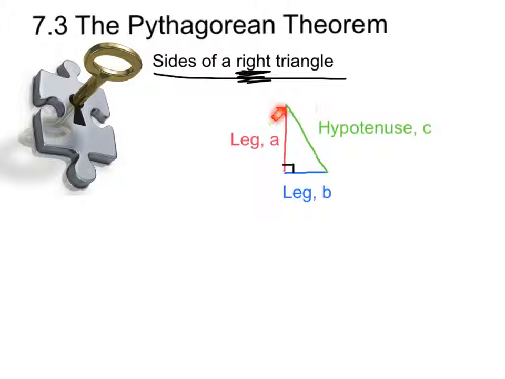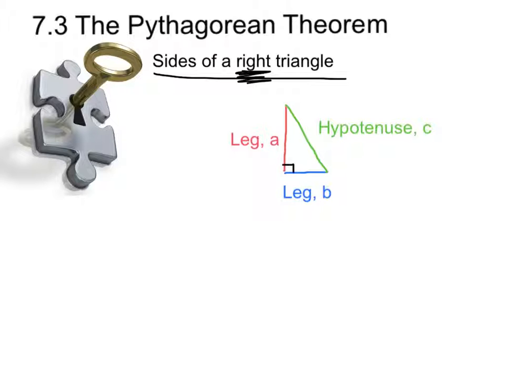So, for example, here's a right triangle. How do I know this is a right triangle? Because in the corner there's a box to denote that it is a right angle. Now the sides of a right triangle all have special names. This green side is called the hypotenuse, which is represented by the letter C. A and B are represented by legs, the red side and the blue side.